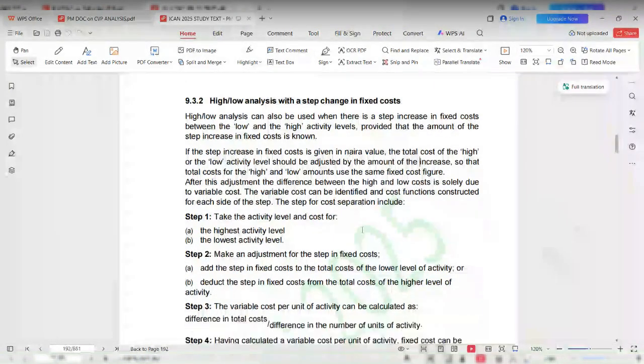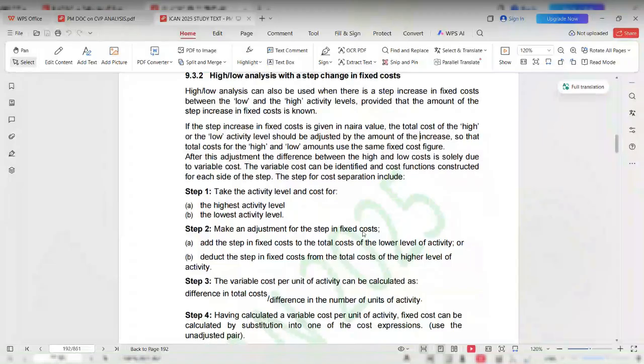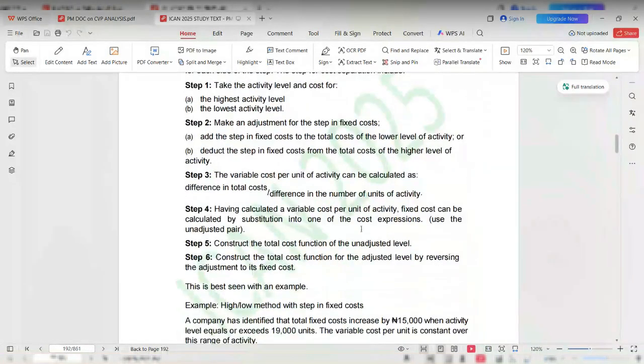Step 3. The variable cost per unit in activity level can be calculated as the difference in total cost, divided by the difference in the number of activity level. Step 4. Having calculated the variable cost per unit of the activity level, fixed cost can be calculated by substituting into one of the cost expressions, just as we have calculated it the other time.